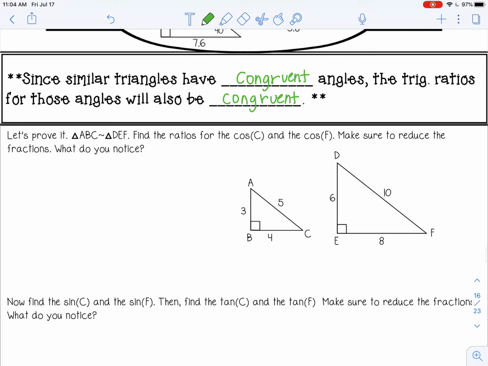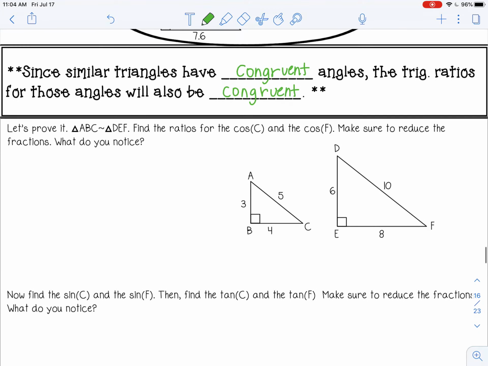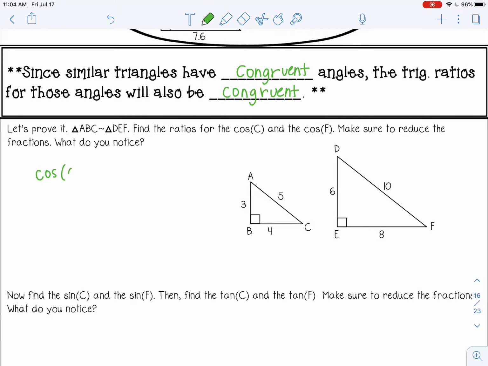So triangle ABC is similar to triangle DEF, and we want to find the ratios for the cosine of C and the cosine of angle F. So let's do the cosine of angle C first. So remember, cosine is adjacent over hypotenuse. So that would be 4/5. Alright, and then the cosine of F, adjacent over hypotenuse again, so 8/10, which reduces to 4/5. And as you can see, they are equal. The ratios are equal.